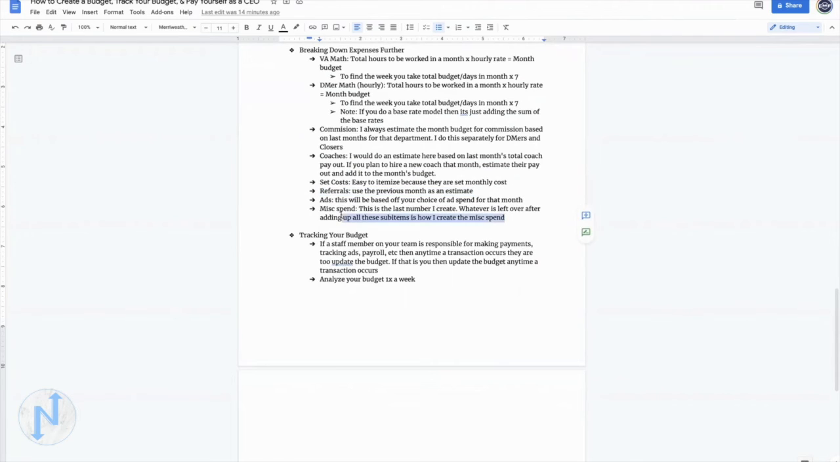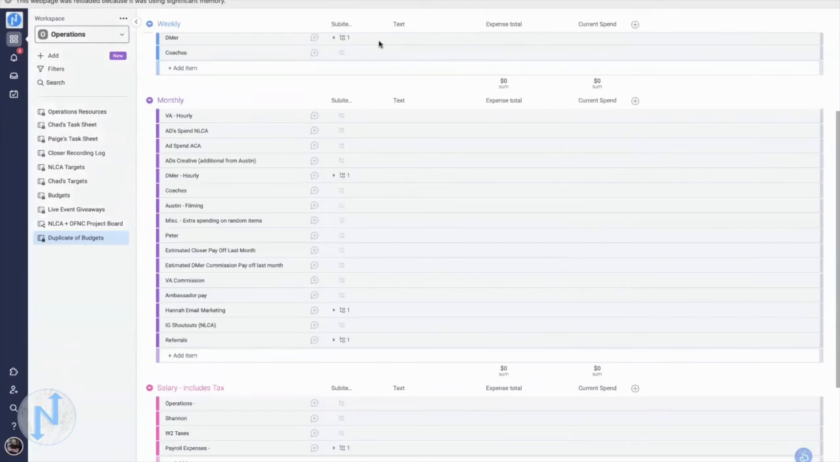And then miscellaneous spend. So once I'm in here, and my dog just opened that door, so I'm going to have to pause.